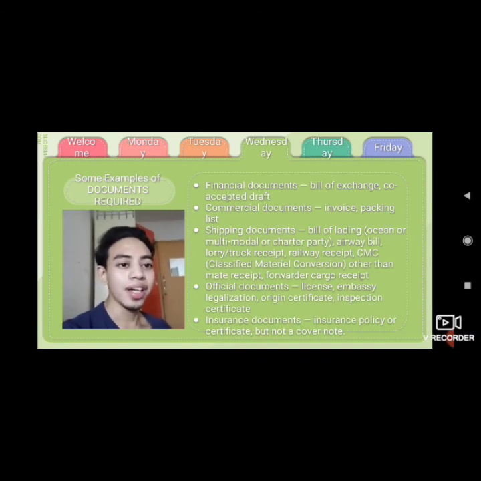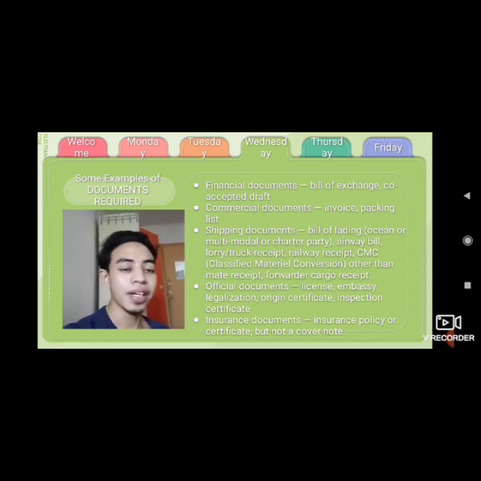Before last, official documents, example number 4, which is replied by using a license, embassy legalization, origin certificate, and inspection certificate. And last but not least, insurance documents such as an insurance policy or certificate, but not a covenant.